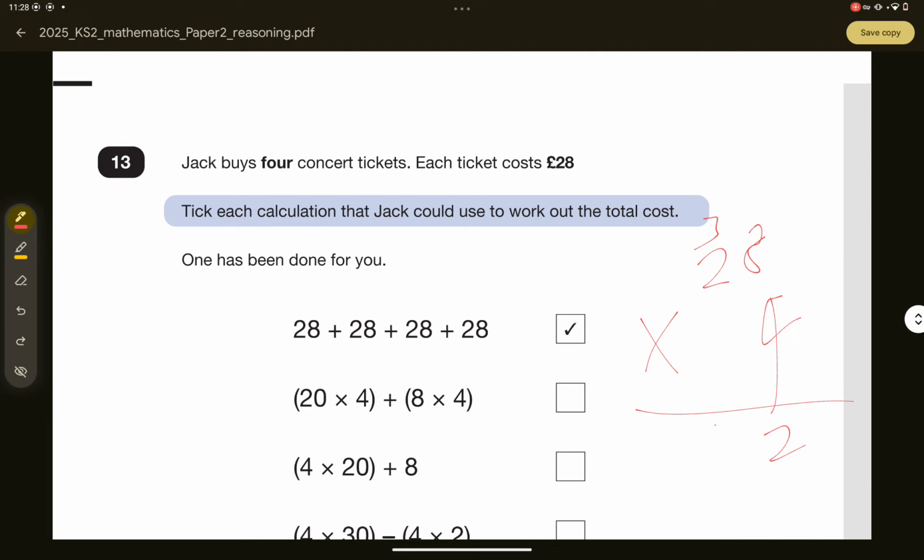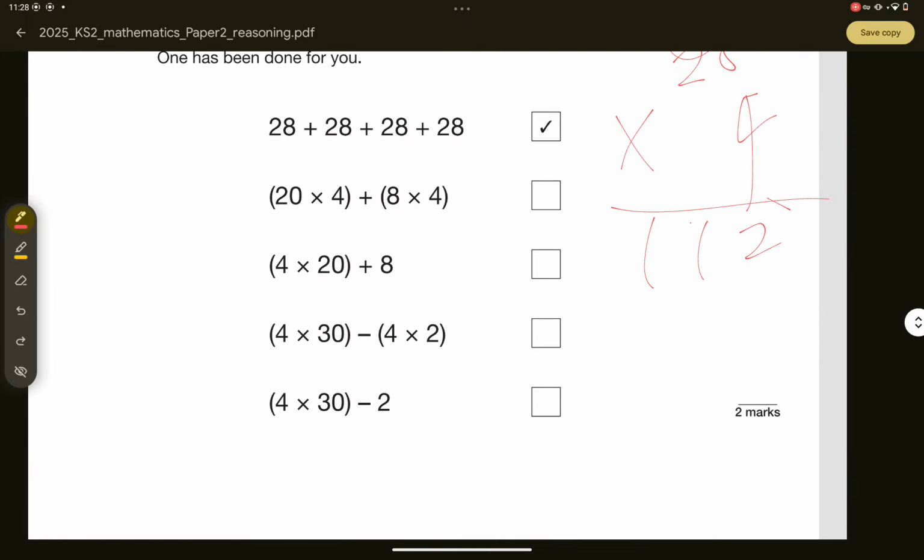4 times 8 equals 32. Put the 2 here and then carry the 3 on top of the 2. So 2 times 4 equals 8, plus 3, the one we carried, equals 11. So 112 pounds.